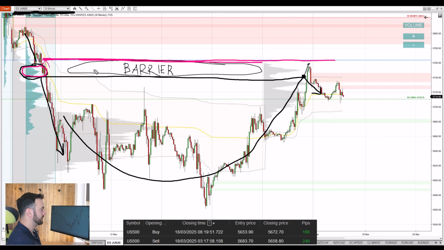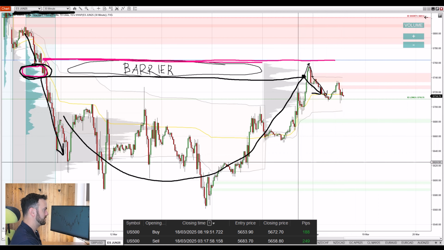And by the way, the barrier is the heavy volume zone. So the stop was behind the barrier, and because of this proper stop loss placement, I did not get stopped out and I remained in that trade. The price returned back to the trade entry, but I still held the short until I reached the take profit. The take profit was just above a heavy volume zone. So let me show you.